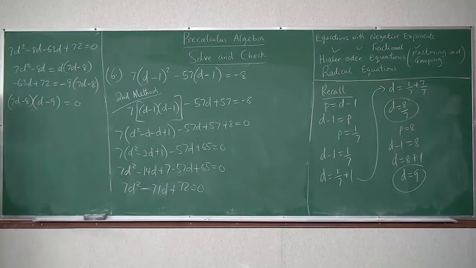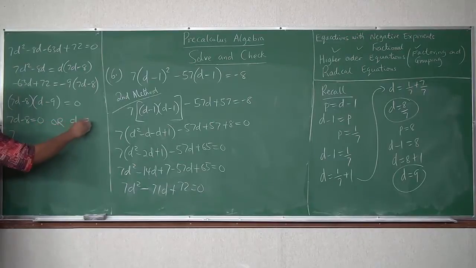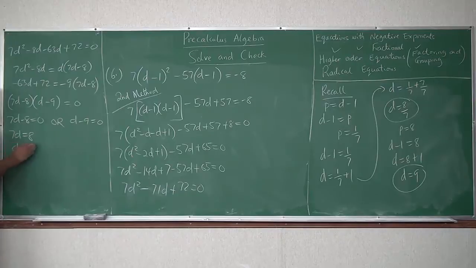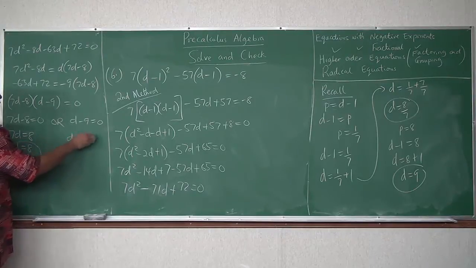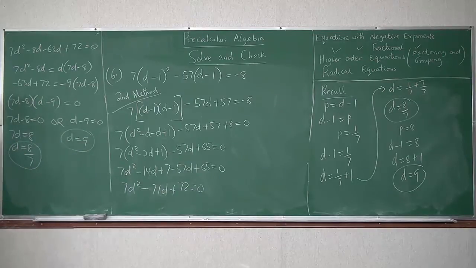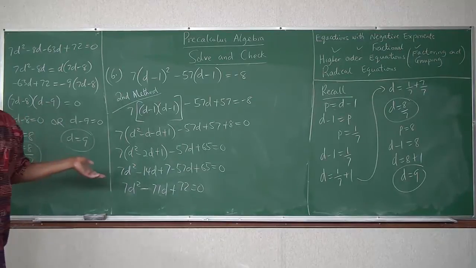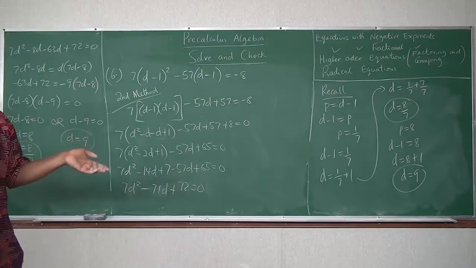You now do the zero product property. So 7b minus 8 is 0, or b minus 9 is 0. So 7b is equal to 8, and b is equal to 8 over 7, or b is equal to 9. We have already checked in the first method. And you see this second method, is it not like killing a fly with a hammer?